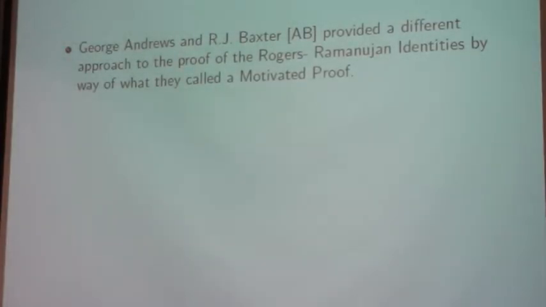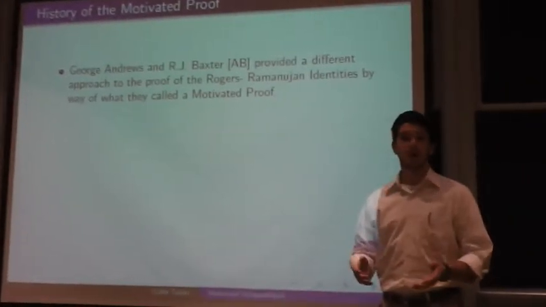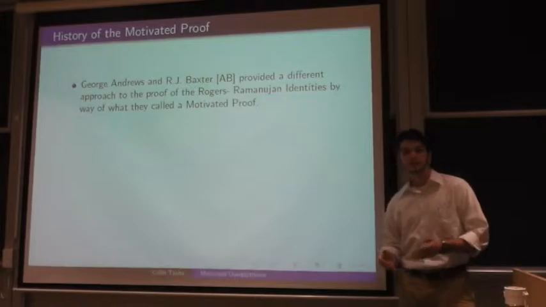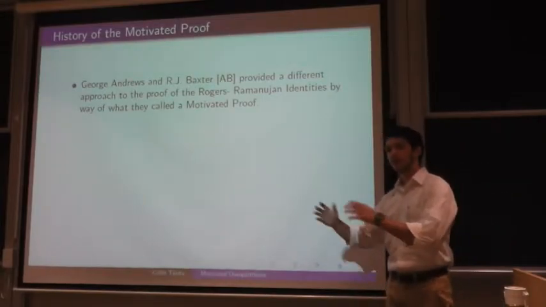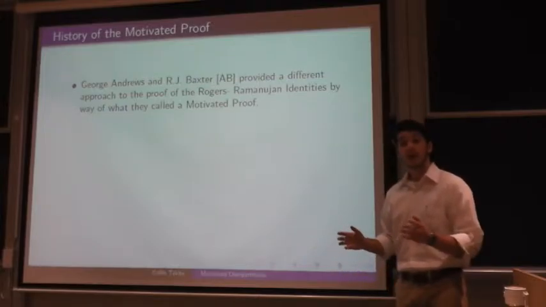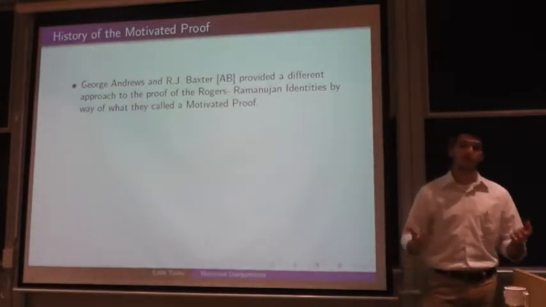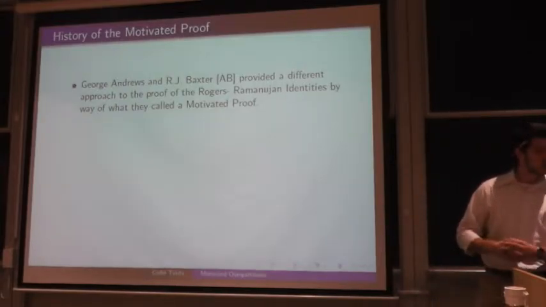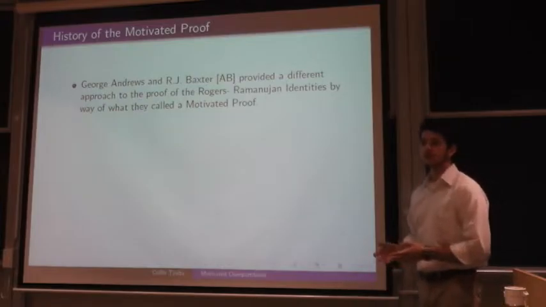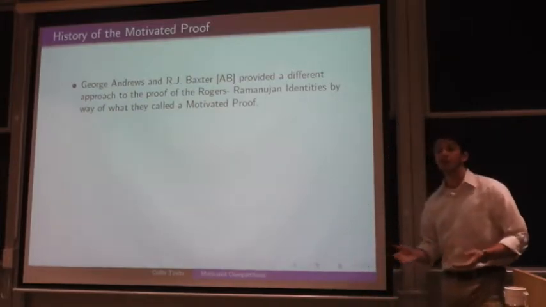So, like I said, the modular component and then the difference component of the Rogers-Ramanujan identities were kind of foundational in the study of partitions, in that it led to a brand new avenue, basically. And that was pioneered by the work of George Andrews and R.J. Baxter. From here on, I'll just call them A.B. because it's shorter. So they provided a different approach to the proof of the Rogers-Ramanujan identities, by way of what they call a motivated proof.